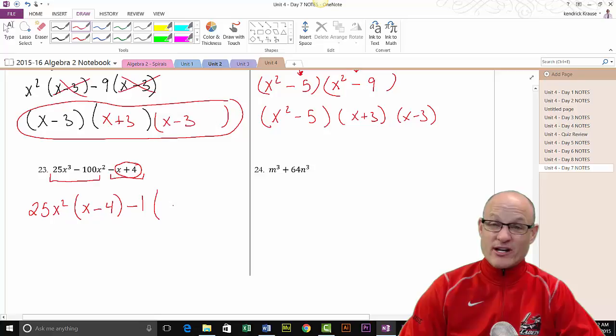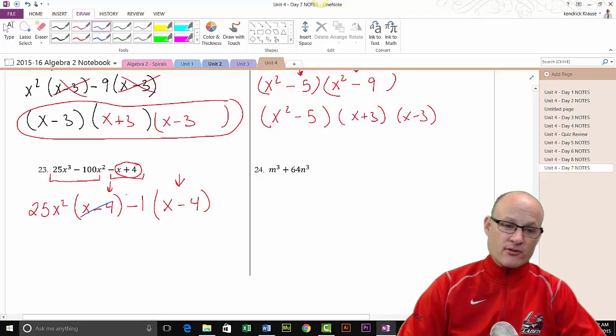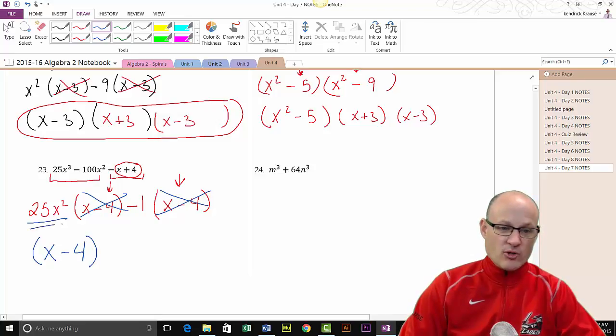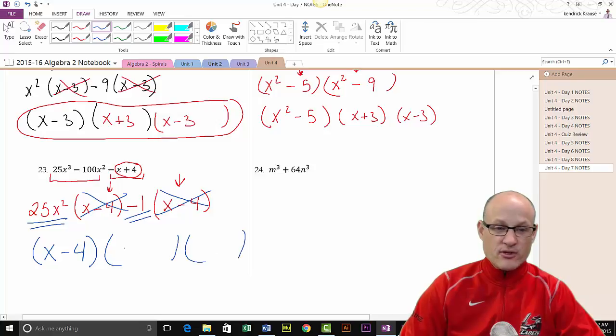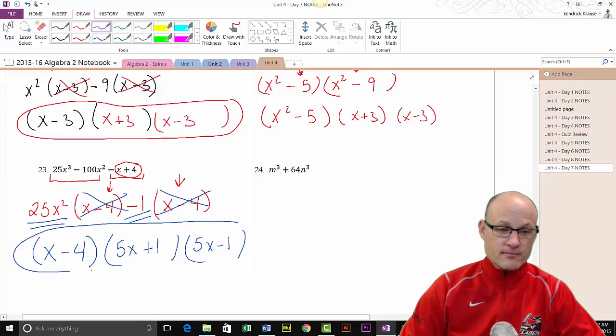I'm left with, wait, I took out a negative 1, so the signs have to change. And don't forget, these have to match. So those are my first set of parentheses, x minus 4. That's the GCF, x minus 4. And what I'm left over with is a perfect square here and a perfect square here. So doesn't that factor to the difference of perfect squares? 5x plus 1, 5x minus 1. And there's my answer.